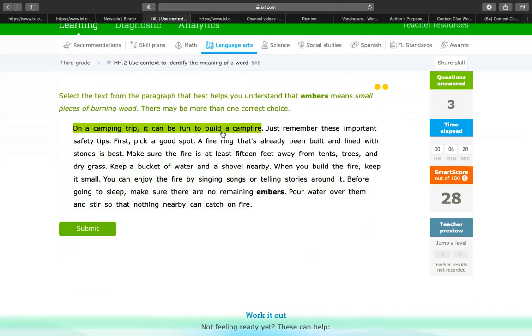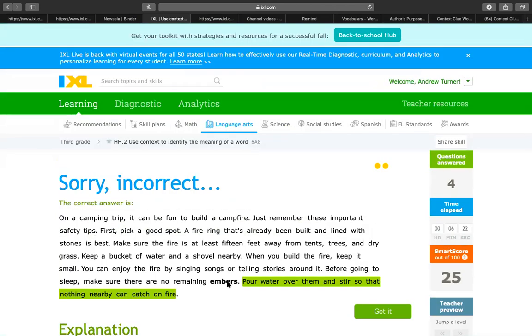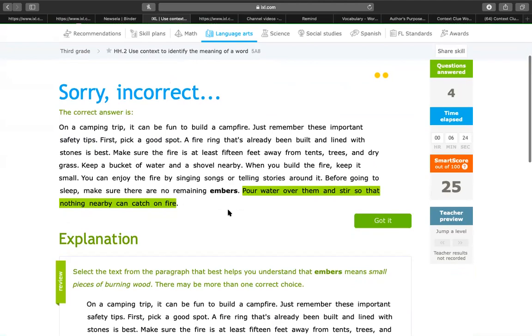I guess it's this first one. Let's see if we've got it. Nope. Pour water. Okay, I guess that's better. I'm not going to argue with them today.